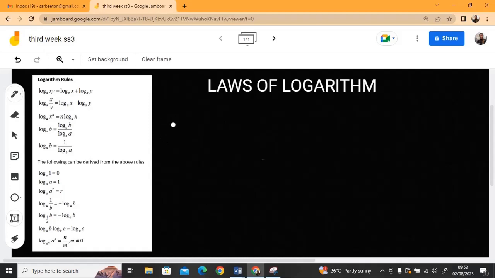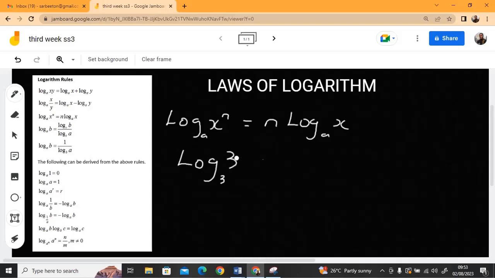Now you have another one that says log base a of x^n equals n log base a of x. What this is saying is that if you are given something like log base 3 of 3 raised to the power of 2, look at it now. It means I can bring this 2 to the front.